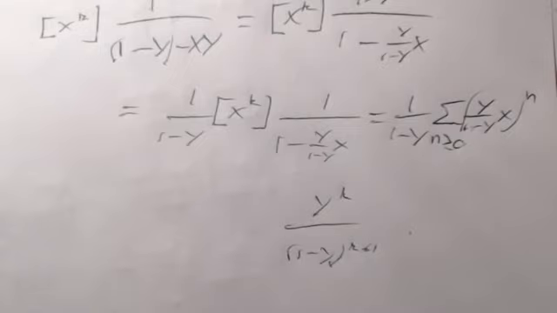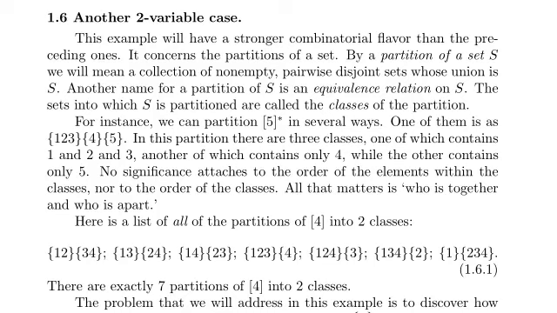Now we move on to section 1.6, another two variable case. This example will have a stronger combinatorial flavour than the preceding ones. It concerns the partitions of a set. By a partition of a set S, we will mean a collection of non-empty, pairwise disjoint sets whose union is S. Another name for a partition of S is an equivalence relation on S. The sets into which S is partitioned are called the classes of a partition.